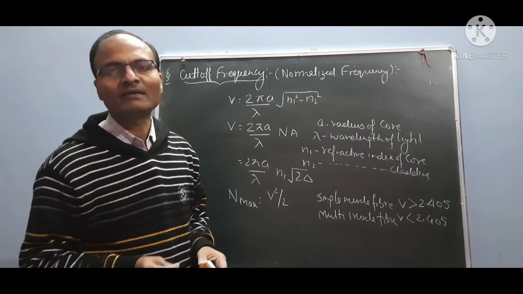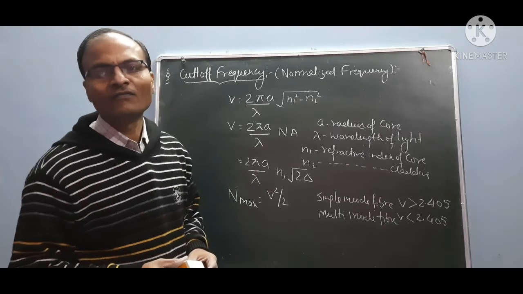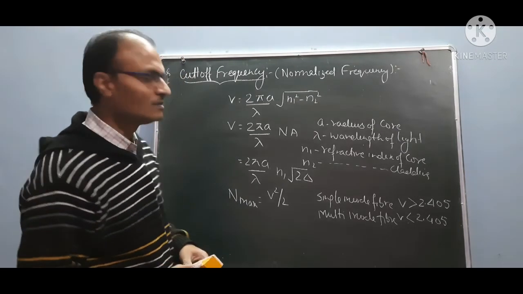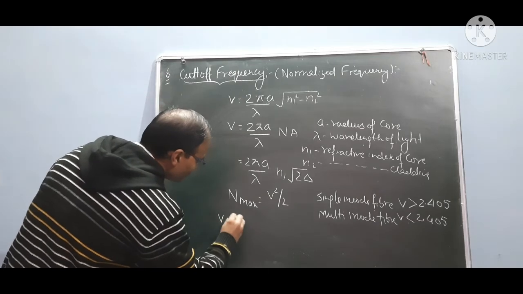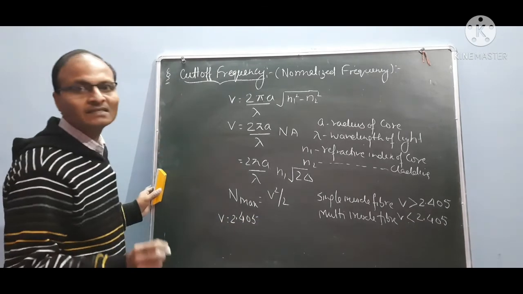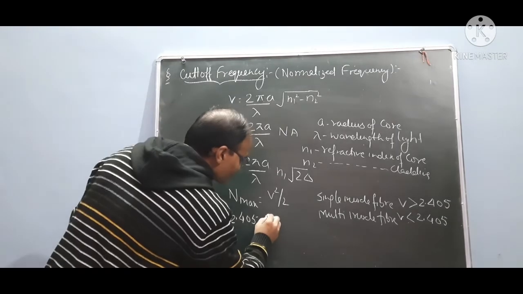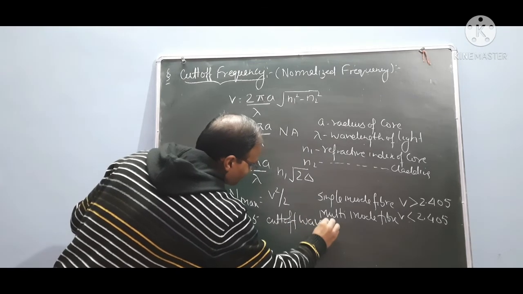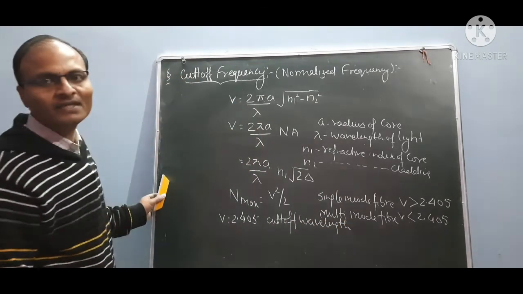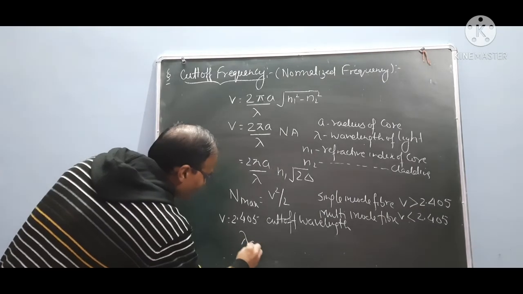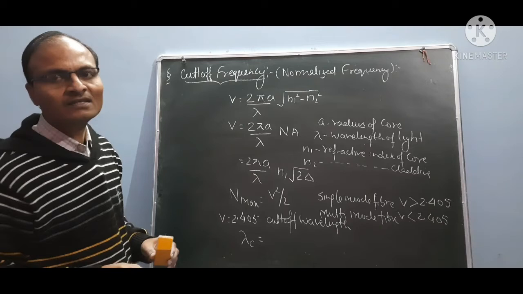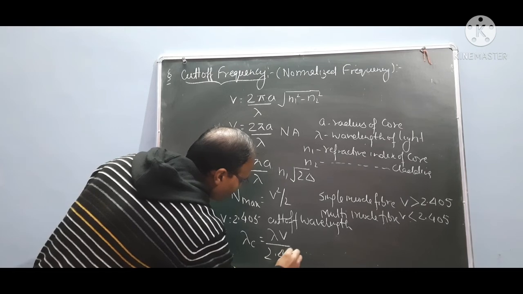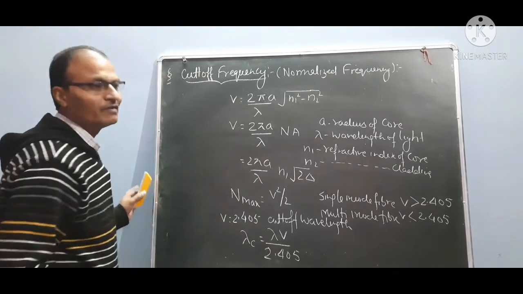The wavelength at which the value of V equals 2.405 is known as the cutoff wavelength. So V equals 2.405 at the cutoff wavelength. Then the equation is lambda C, where lambda C is the cutoff wavelength, equal to lambda V upon 2.405. This is the cutoff wavelength.